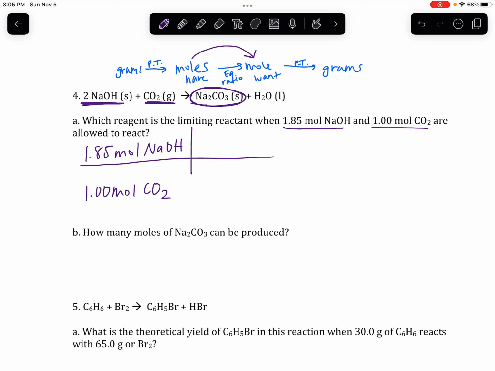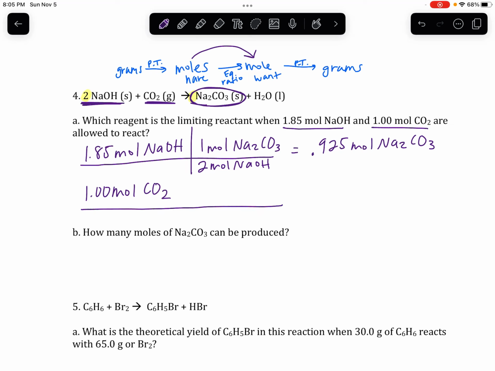So I'm going to use that balanced equation. So my equation tells me that I have 2 moles of NaOH for every 1 mole of sodium carbonate. So now I can just multiply the top, divide by the bottom, and I end up with 0.925 moles, okay, of sodium carbonate that can be produced.